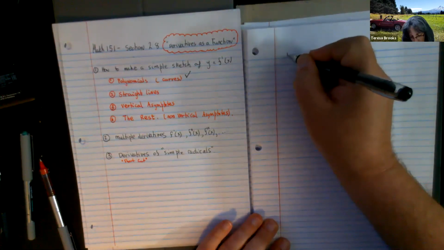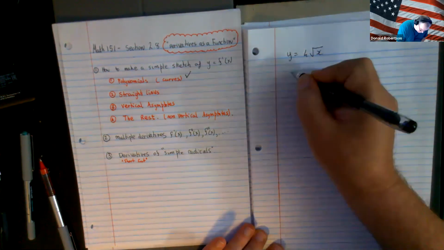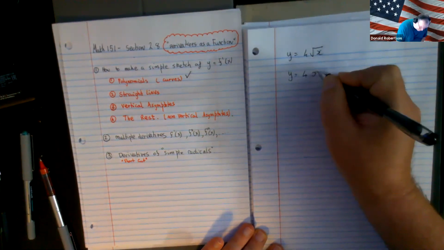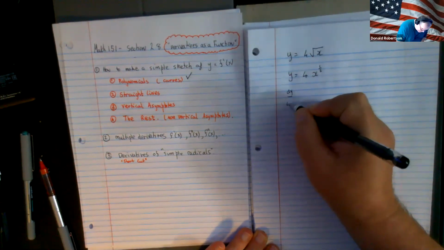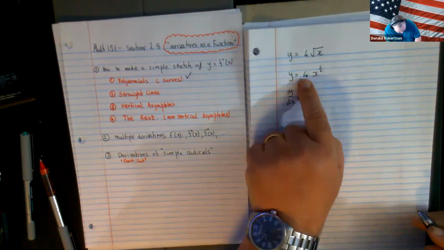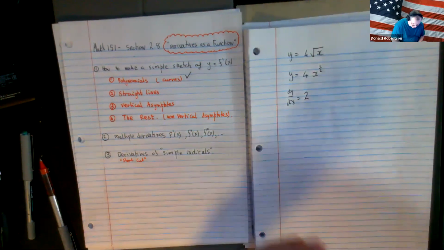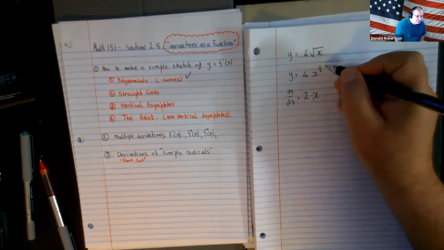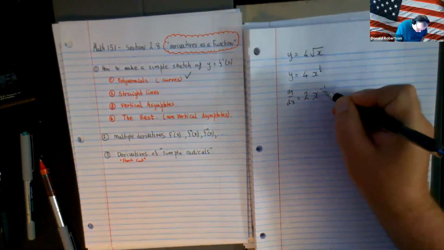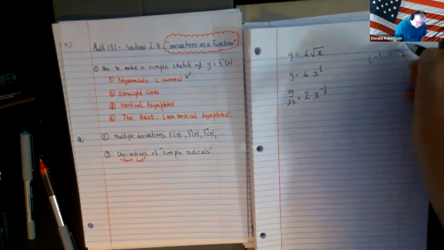Try another one. Suppose I had 4 square root of x. And the first thing you do is write it as a fractional power. Like Robin was saying, you can then multiply by the power. If you multiply this by a half, are you okay with where the 2 is coming from, right? 4 times a half gets me 2. Now, when you reduce the power by 1, you take this power, it's a half. If you take 1 away from it, would you agree you get negative a half?